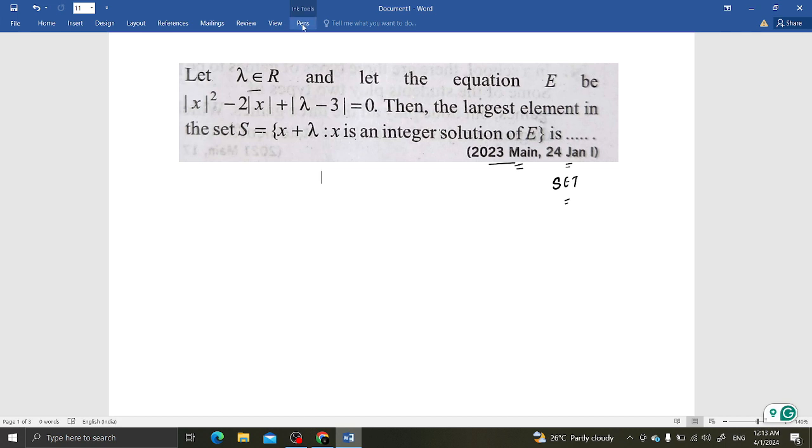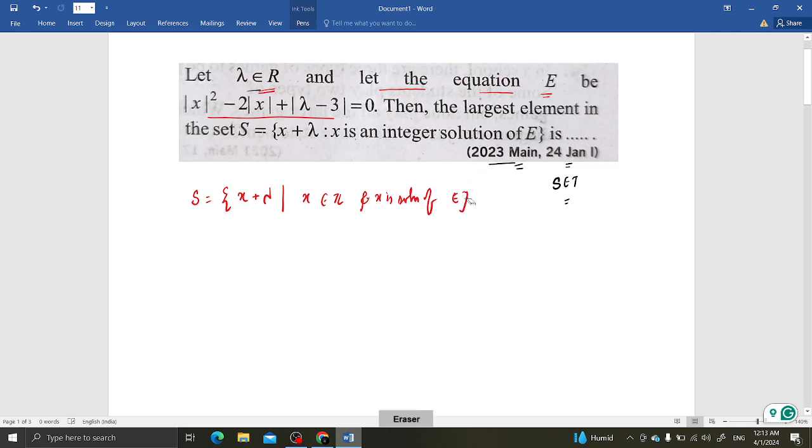Let lambda belong to R, and let the equation E be given by this one equal to 0. Then find the largest element in the set S. And what is our set S? Set S is x plus lambda such that x belongs to Z, and x is a solution of E. Actually, x is an integer solution of E.